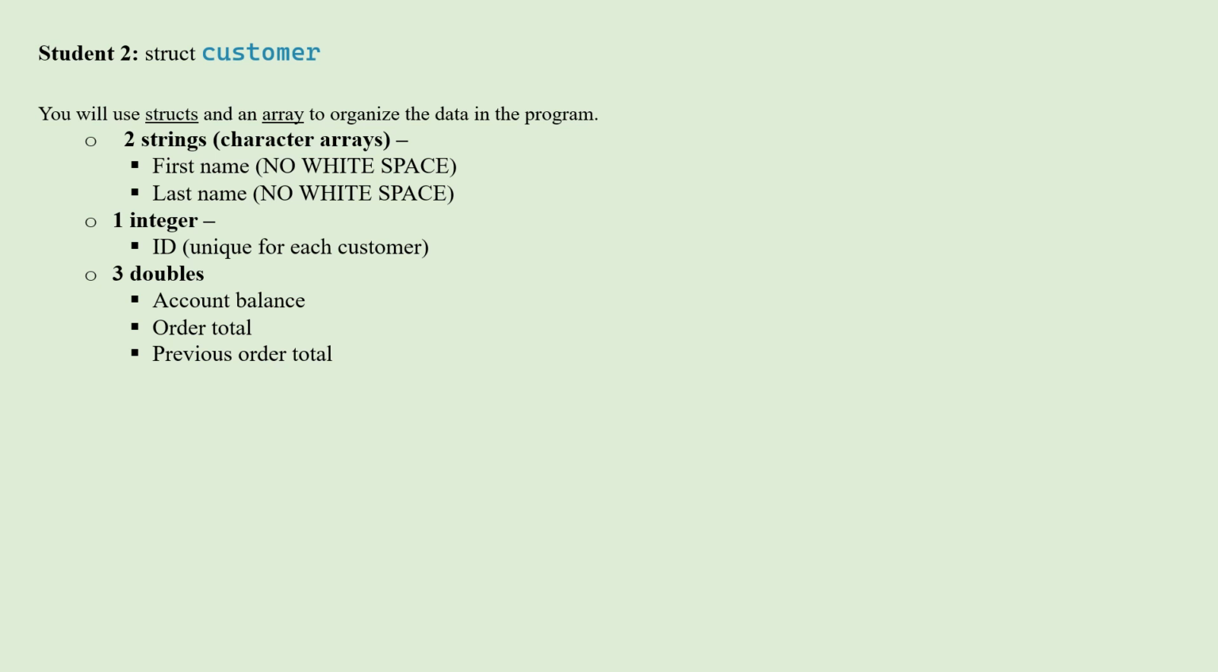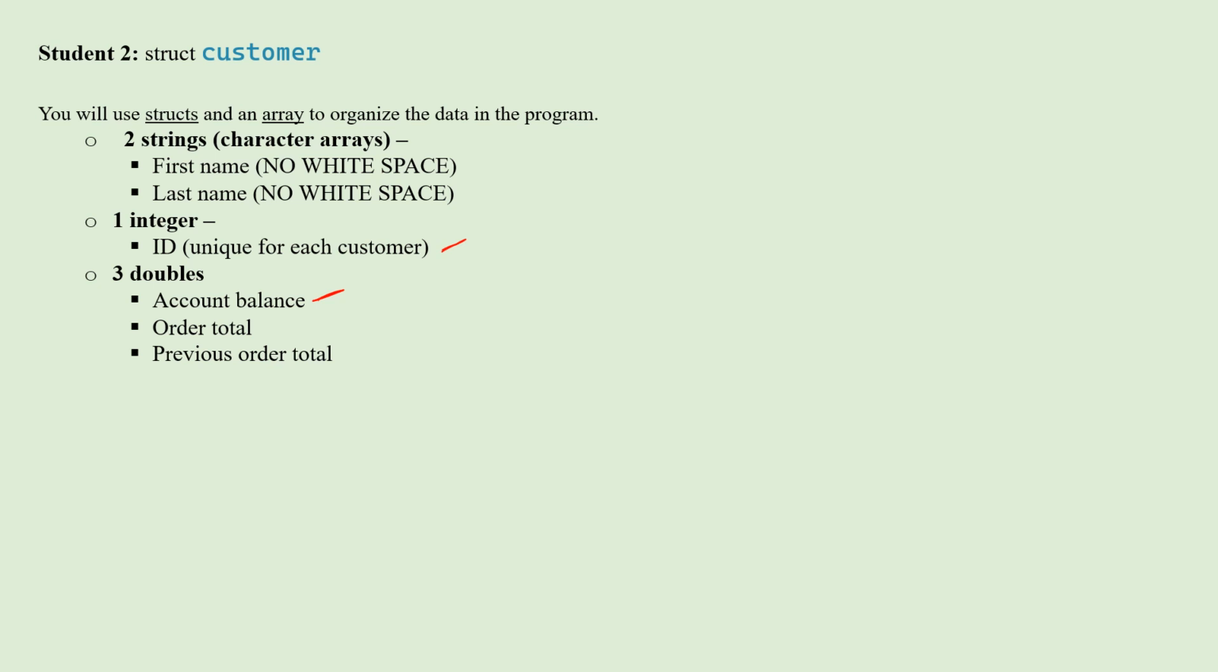All right, so the customer is going to be a little bit different. It's going to have 2 strings, a first name and a last name. It's going to have one unique ID for each customer, but this one's going to have 3 doubles. It's going to have the account balance, which you're going to have to set because you need an account balance in order to make any orders, or you can set it at 0 if you want.